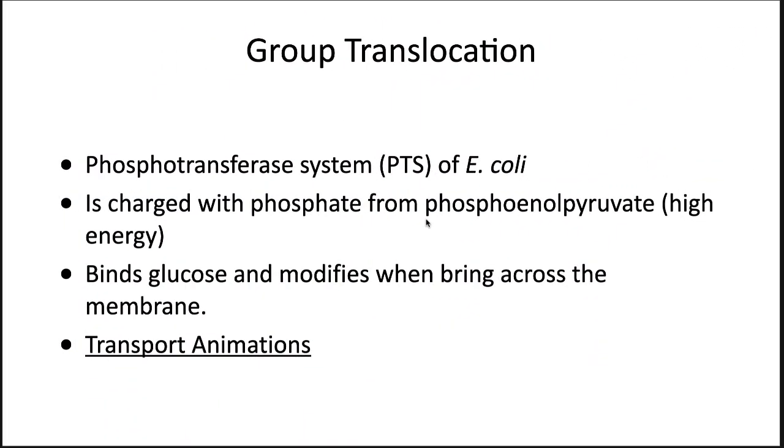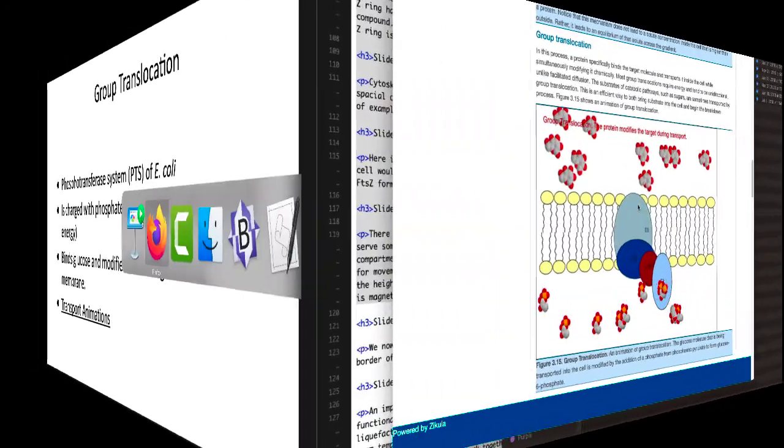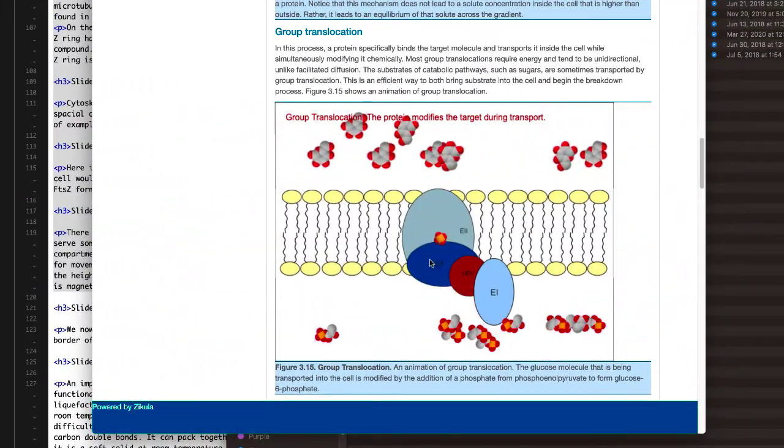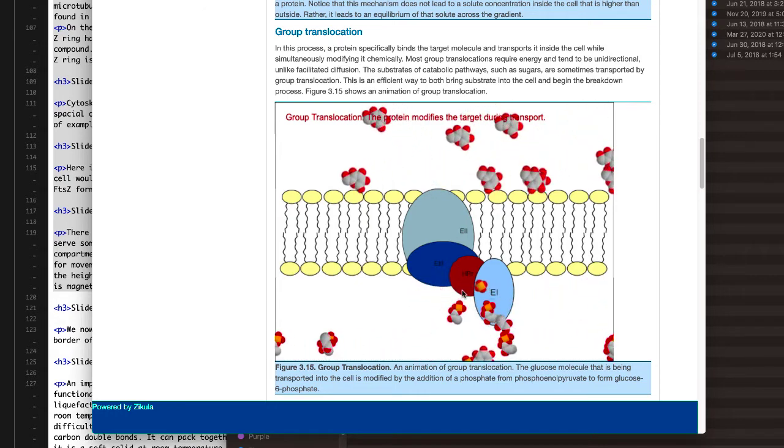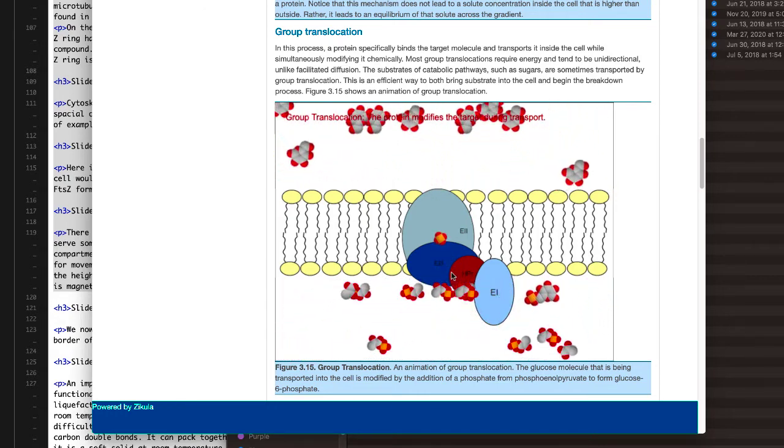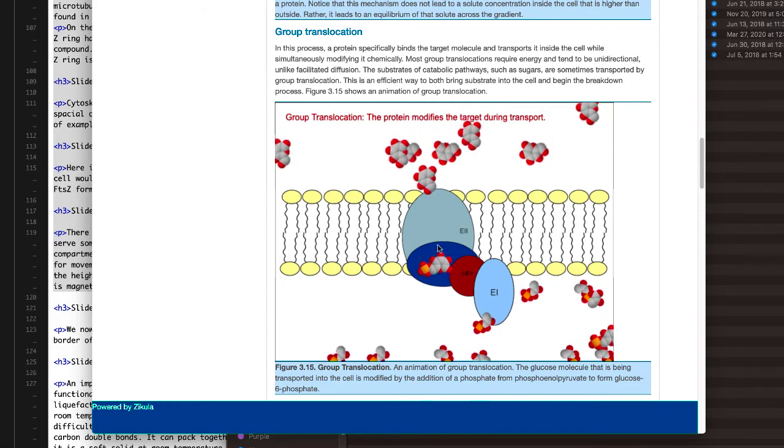Finally, a third method of active transport is group translocation. An example of this is the phosphotransferase system of E. coli. PTS first charges itself with phosphate from phosphoenolpyruvate. It then binds glucose and modifies it as it passes into the cell. You can see here's phosphoenolpyruvate, a phosphate comes, glucose then binds and is transported. Phosphate is split off PEP, the glucose binds, and it's transported.